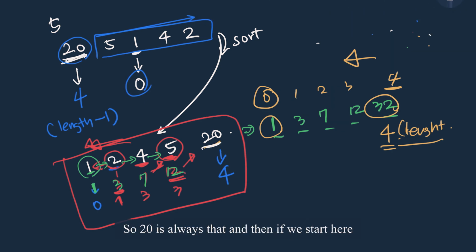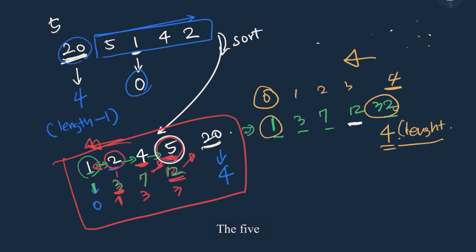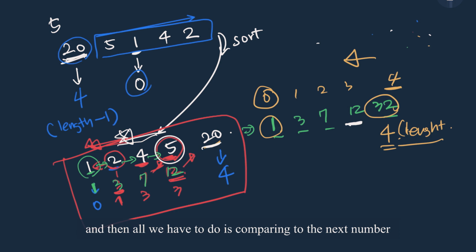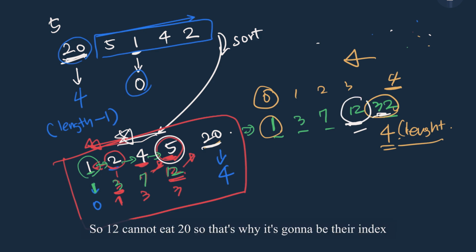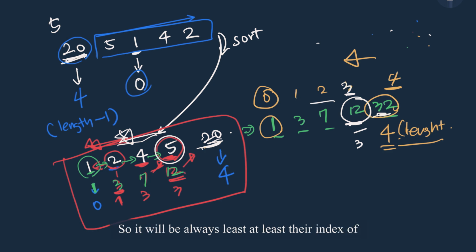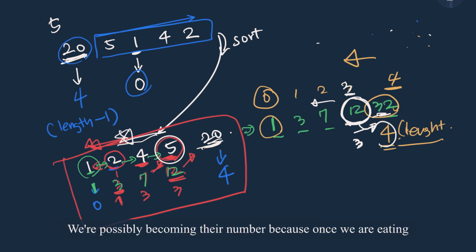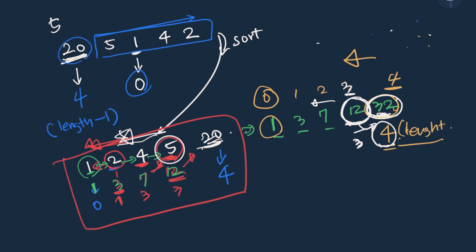So 20 is always that, and if we start here, the 5 number always eats 4 on all the left side, and then all we have to do is compare to the next number, which is 20, not 32, this is prefix. So 12 cannot eat 20, so that's why it's going to be their index, because they ate all the left side. So it will always be at least their index of output. But if they can eat the next one, that means we're possibly becoming their number, because once we are eating the next number, the rest of the numbers will be eating the same amount of it.